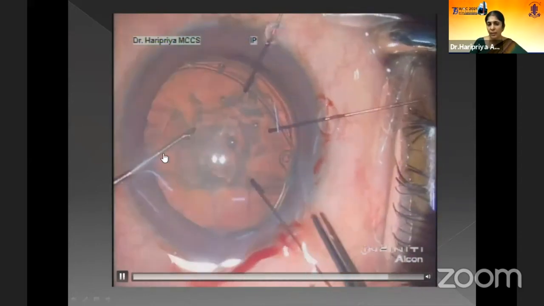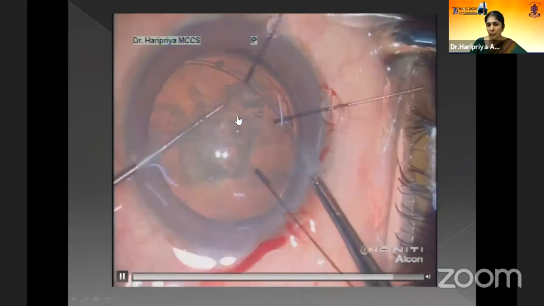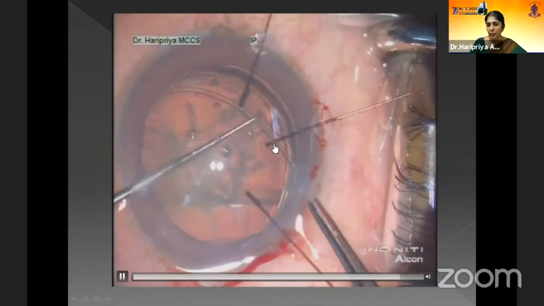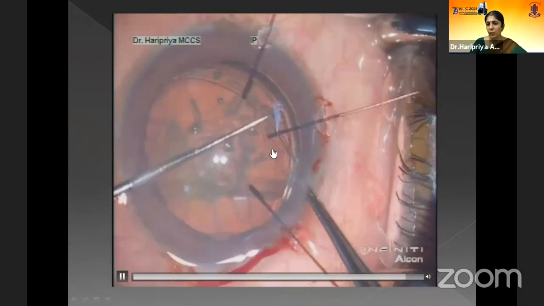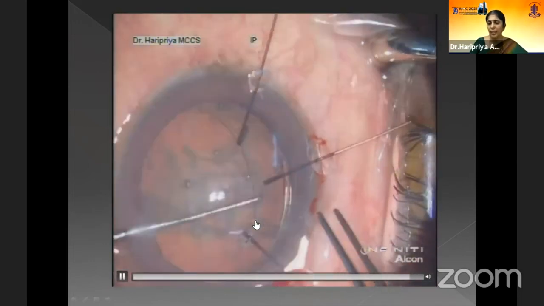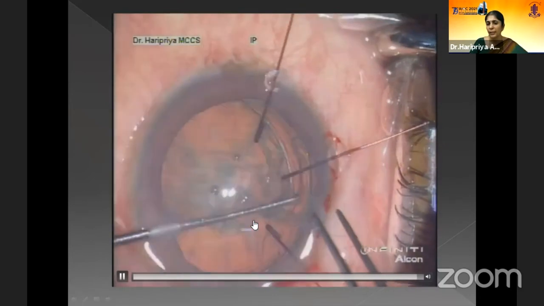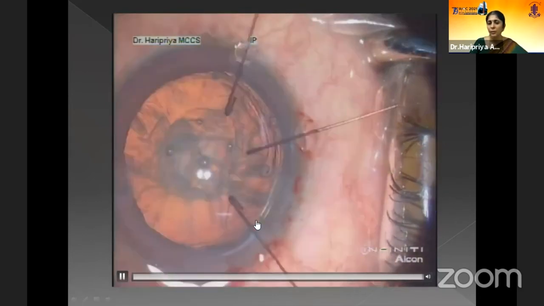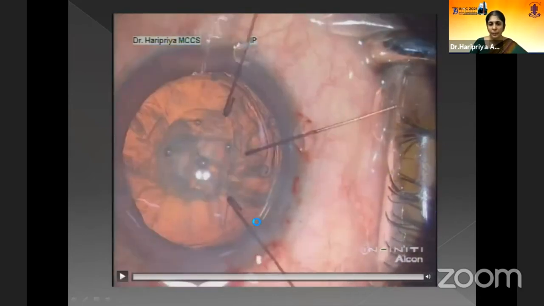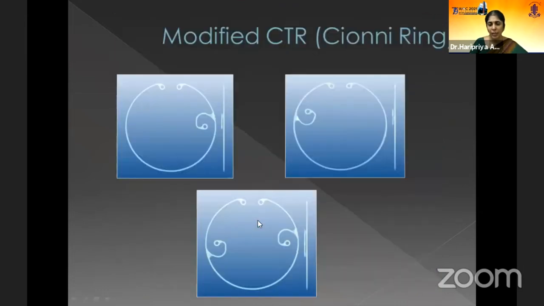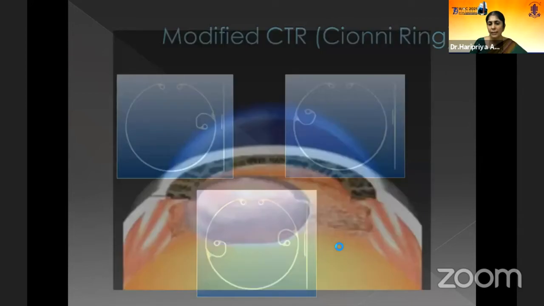So one can use a Sinskey in the non-dominant hand through the opposite side port, stabilize it from the outer side of the CTR, or you can also use the eyelet on the trailing haptic to hold on to the trailing eyelet and then release it in the bag to prevent it being released in the sulcus or in the anterior chamber. So in patients with more severe subluxation, one will have to use the modified ring or use a capsule tension segment, which is like a 5 mm ring, and this additional loop on the CTR can be fixed to the sclera for better stability.